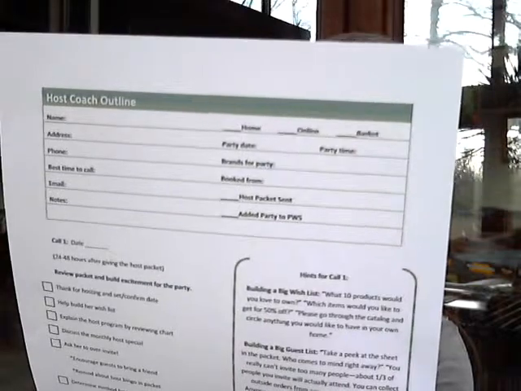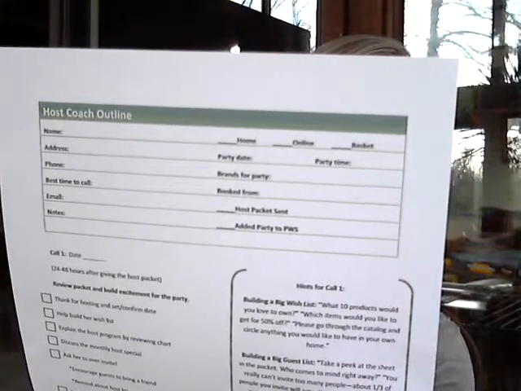It's 2 pages. On the first page, there's a little box at the top where you write all your hostess information: the name, address, what kind of party it is, the party date, the brand, if you sent a host packet, if you've added it to your workstation, all those kinds of things.